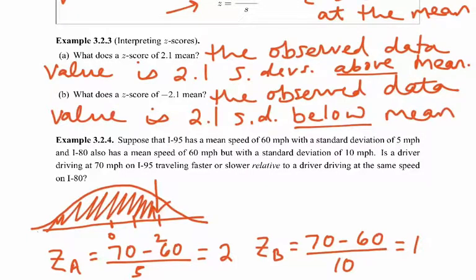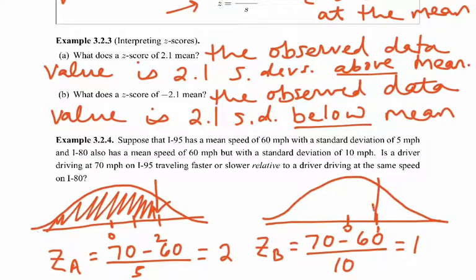On the other interstate, the mean is still right in the middle at 0, but his standard deviation is only 1. So which one of these is he traveling faster compared to the other drivers? Hopefully you see that it's on I-95, this guy right here. He's got a higher z-score. That means he is 2 standard deviations above the mean, compared to the driver on I-80, who was only 1 standard deviation above the mean.